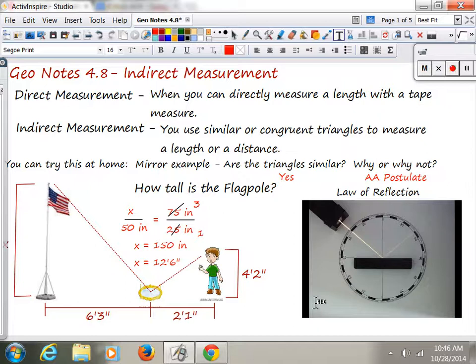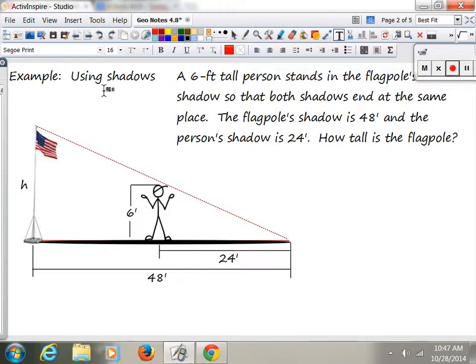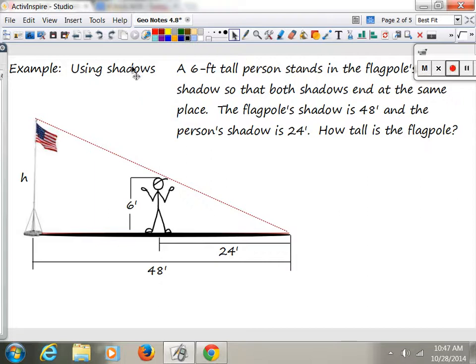Okay, so that was indirect measurement, when you use a mirror to help you find an angle, to help you make similar triangles. Now you could also use congruent triangles. In this case, we're using similar triangles. Let's look at the next example. You could also use shadows.